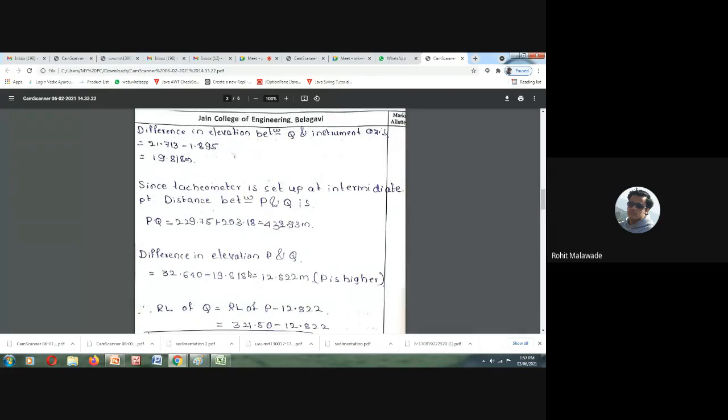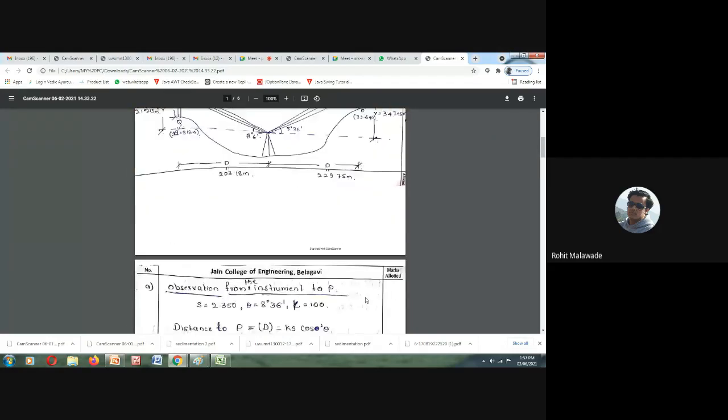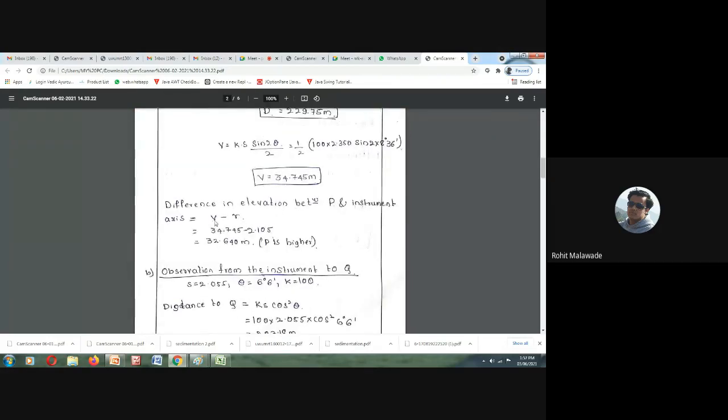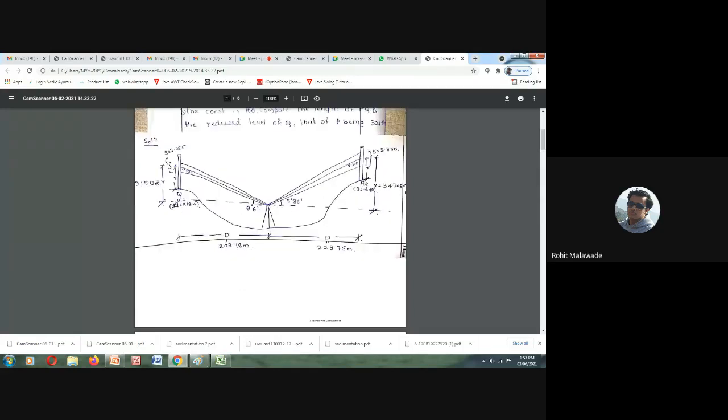Okay. Now, what is the P elevation? P elevation is 32.64. How have we determined it? By reducing from the V value. The V value we have determined over here, right? And what is the R value? R value is nothing but from the base to the center crosshair. So this 34.745 minus 2.105, then we have determined it is 32.640. Is it clear, Suraj? Yes, sir.